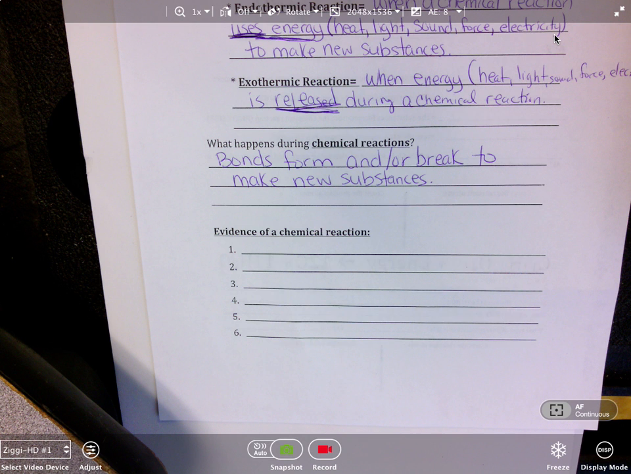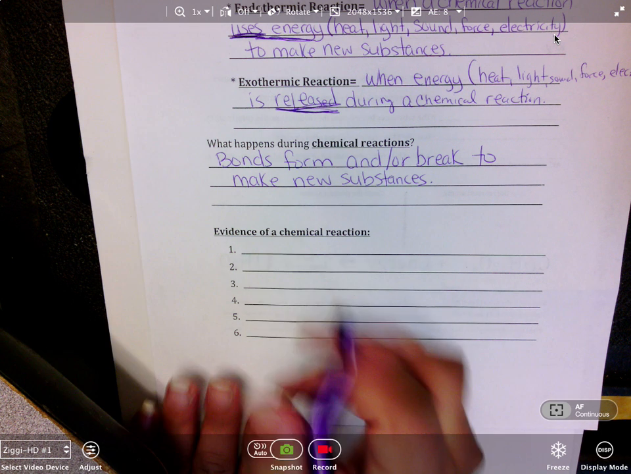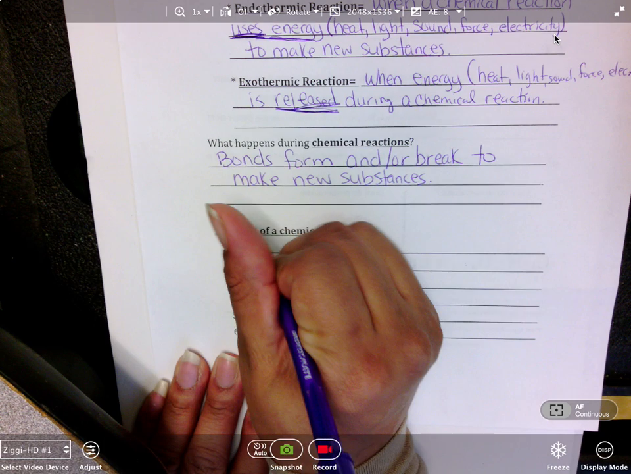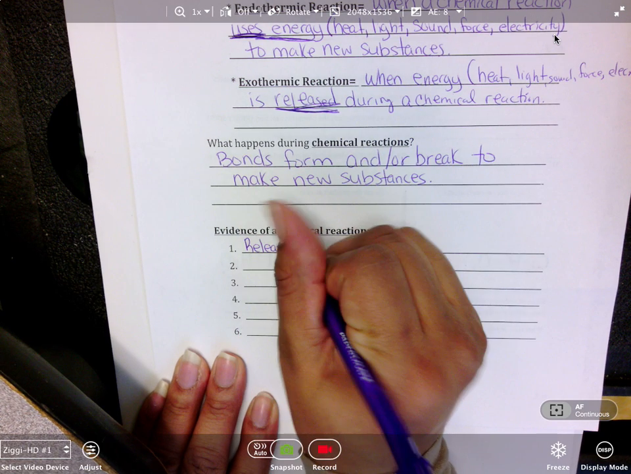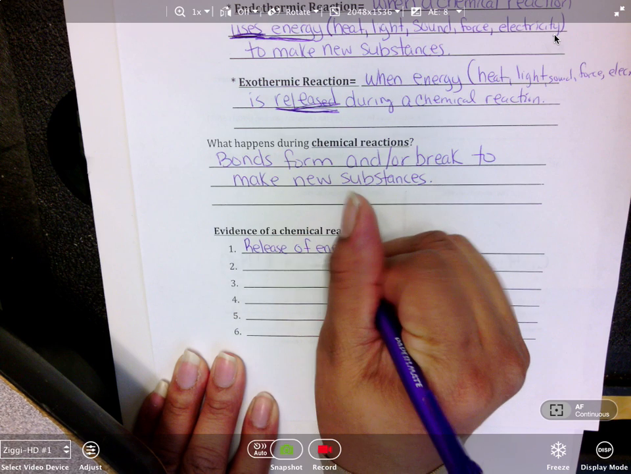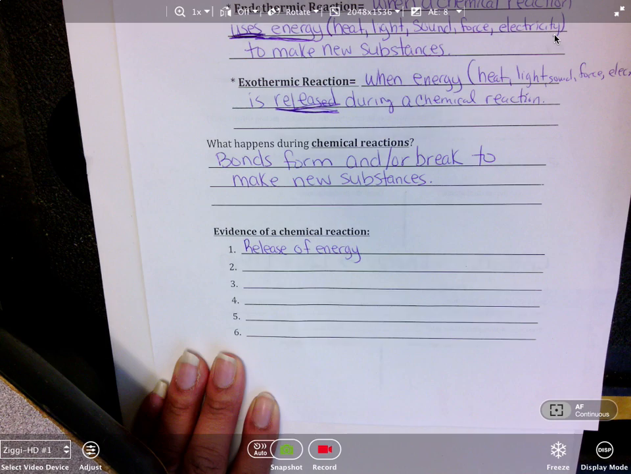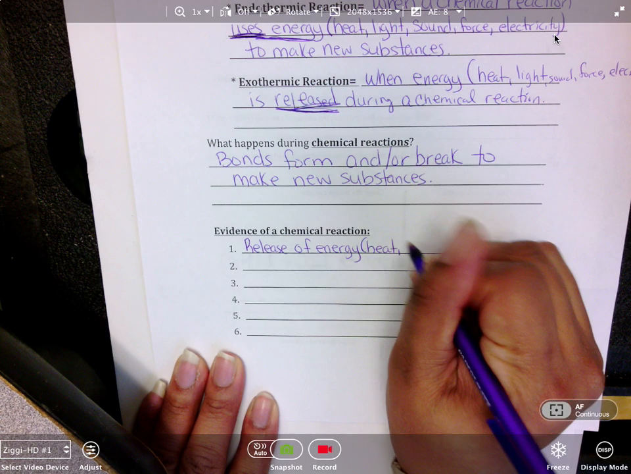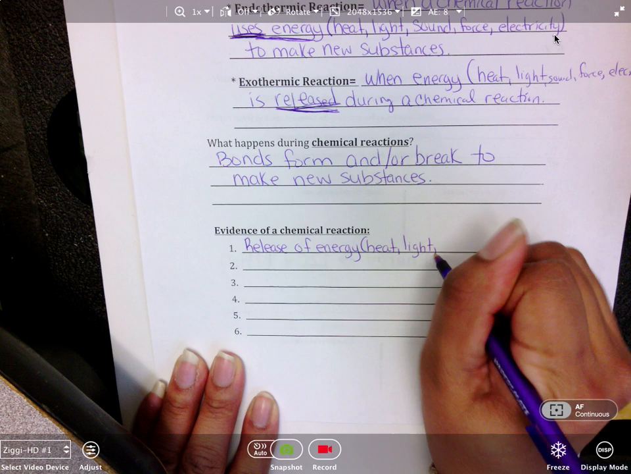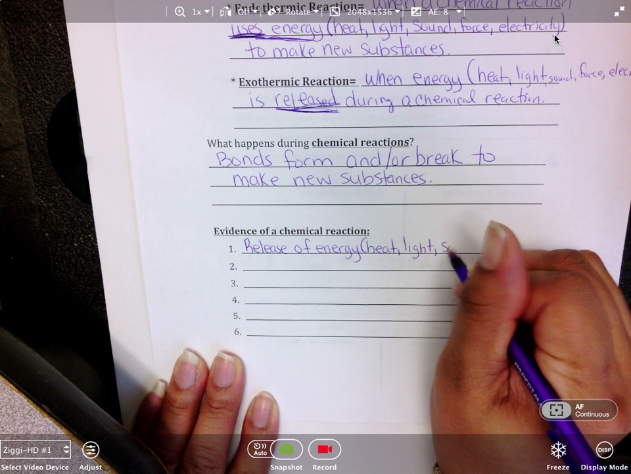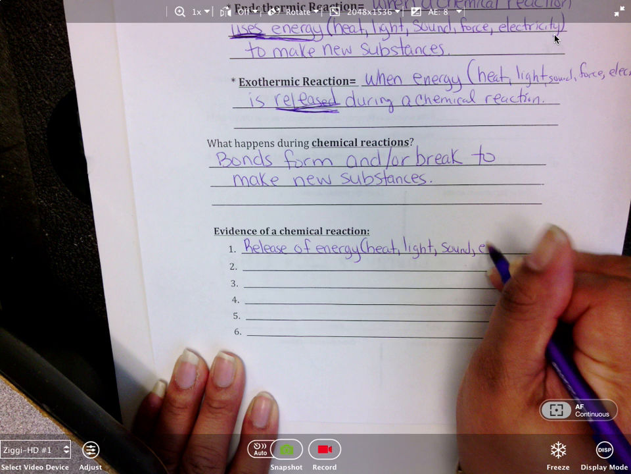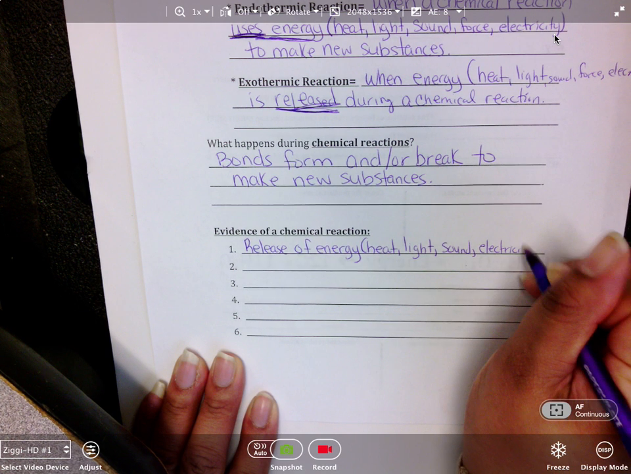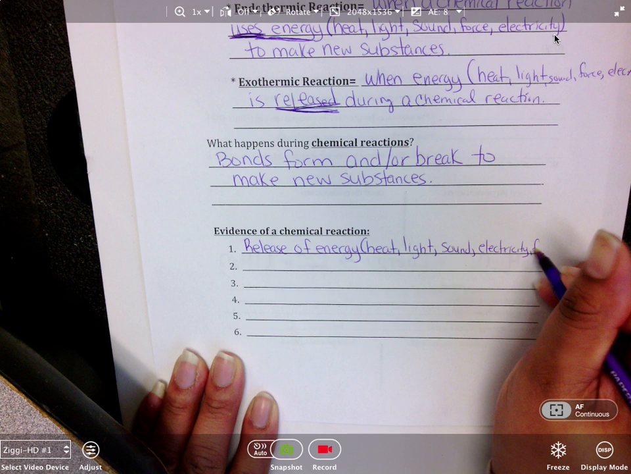Fire would be the release of what? Heat. The release of heat is a what? Form of energy. So one example is a release of energy. And that's not just fire. That would be heat, light, sound, electricity, force.